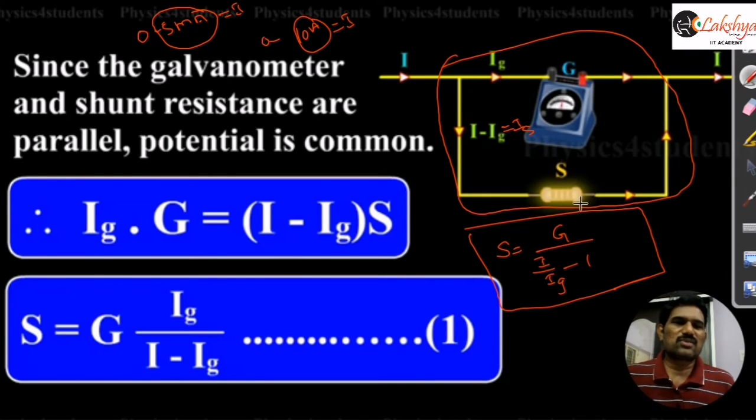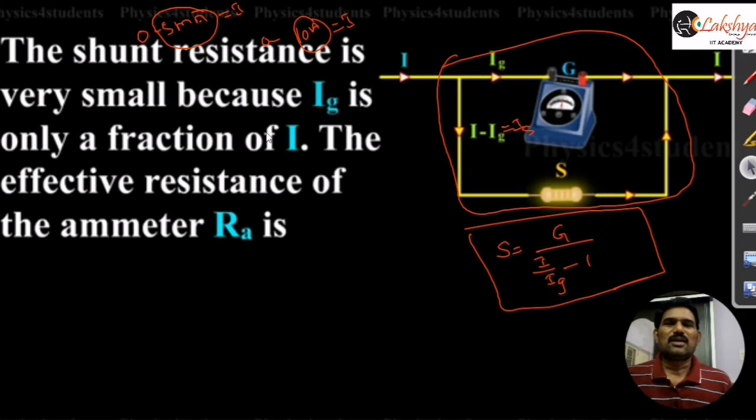And Ig is the full scale deflection current, G is the internal resistance of this galvanometer. S is the shunt resistance of this galvanometer here, the shunt resistance to be connected in parallel with this galvanometer. Now to find the resistance of this ammeter, we need to note that these two, G and S, are in parallel here.